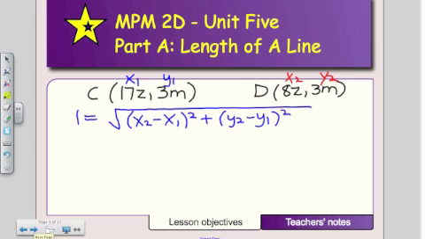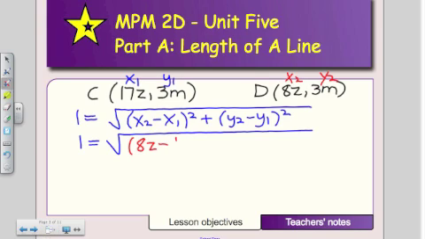x2 minus x1 squared plus y2 minus y1 squared. A big chunk of your unit guide is going to be calculating the length of the line given two specific points. Just like before, I'm going to substitute the values that I know. My x2 is 8z and my x1 is 17z, and I'm subtracting both of those values. My y2 is 3m, and my y1 is also 3m.